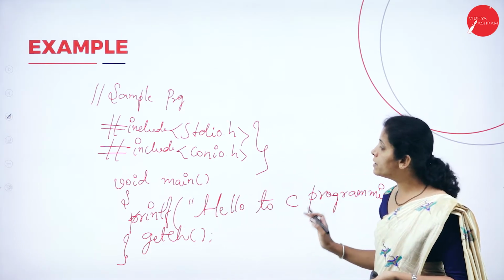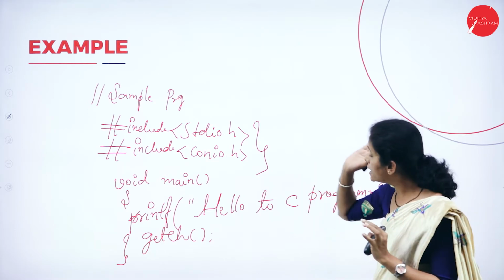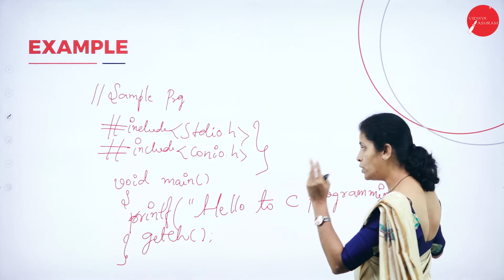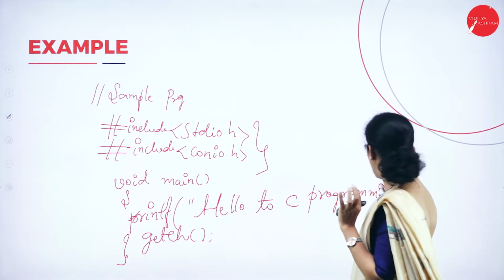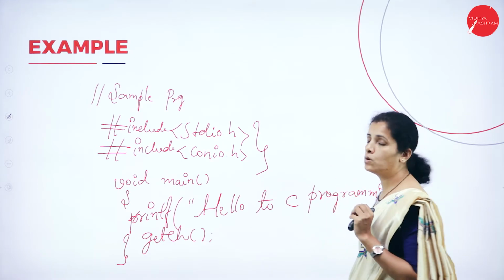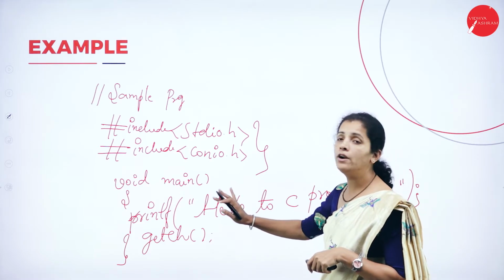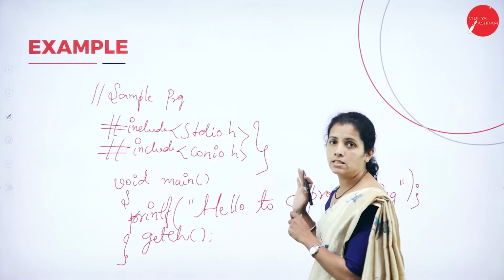Now, this is the structure. Suppose I want to display any message to the user, that should be written inside double quotes, and I'm going to place that double quote inside the parenthesis, and I'm going to place the semicolon at the end in order to indicate this is the end of this statement. So dear student, this is the simple example.